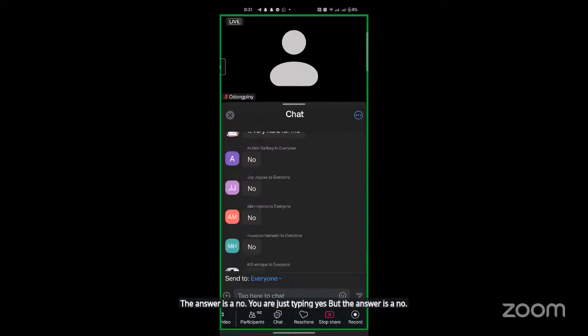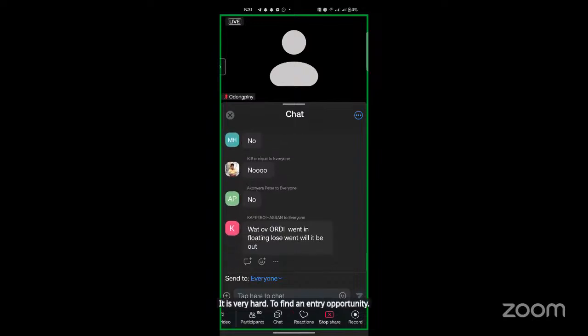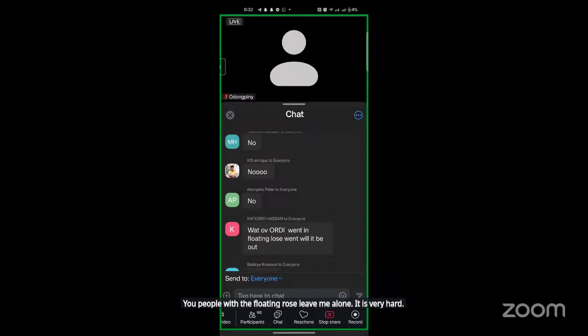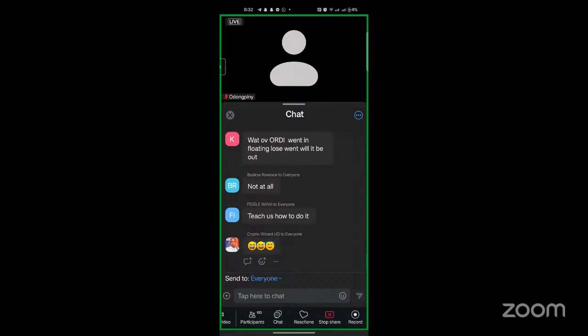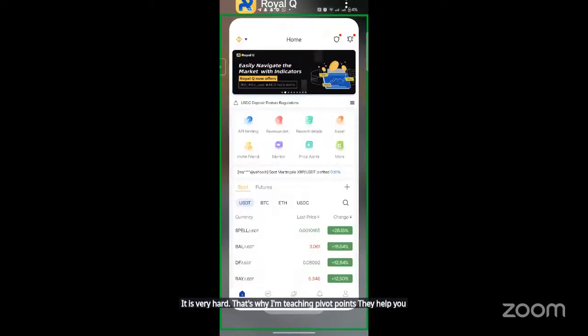It is very hard to find an entry opportunity when markets are pumping. You people with floating loss, leave me alone. It is very hard. That's why I'm teaching pivot points, because they help you with that problem.